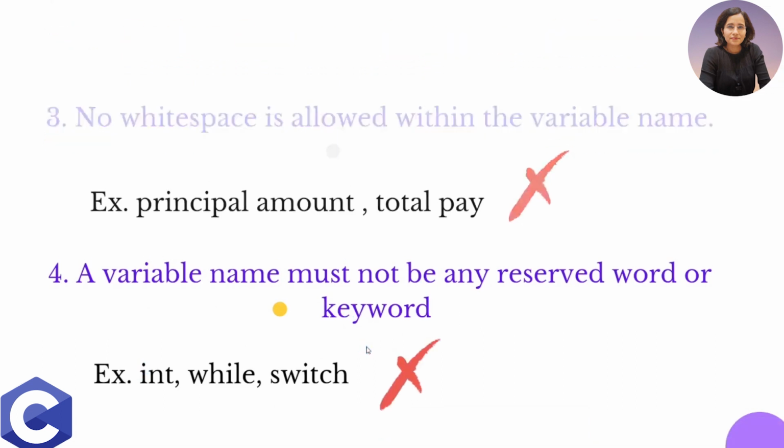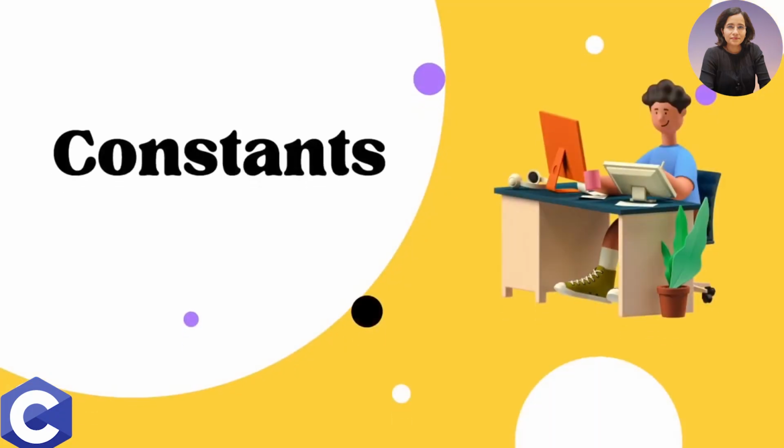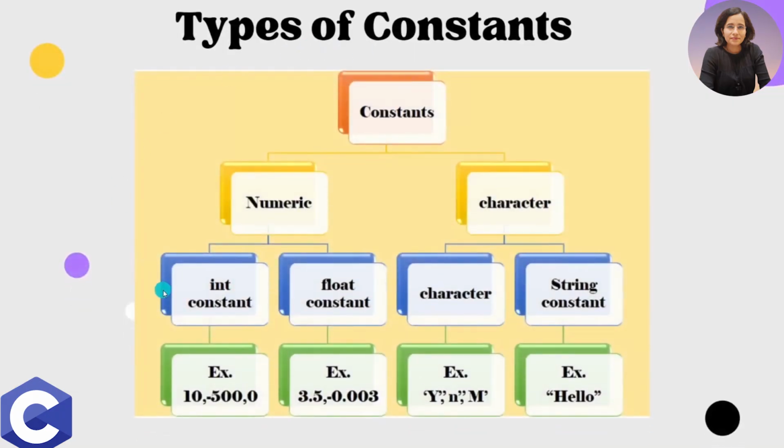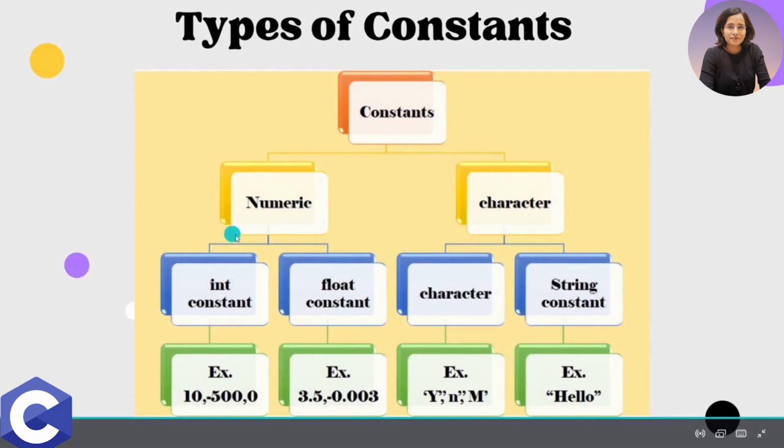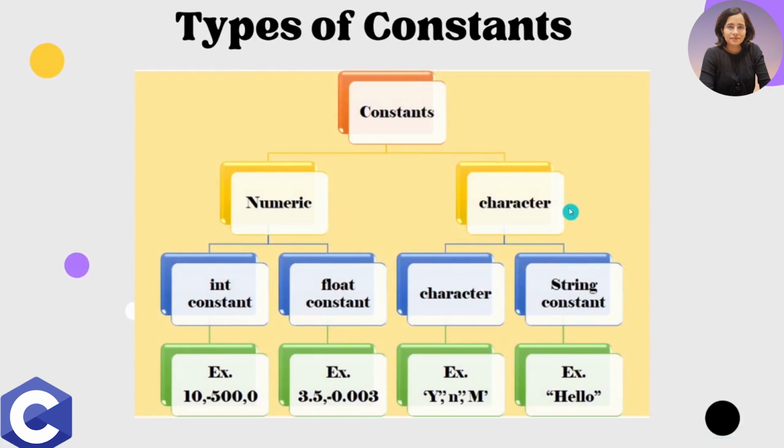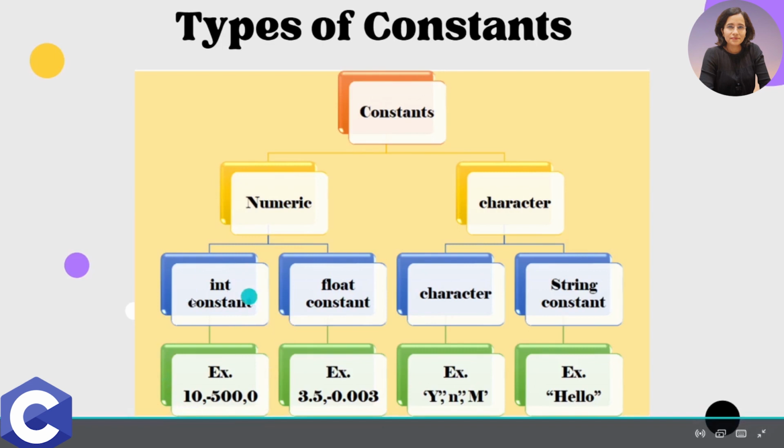Now let's discuss about the next concept, that is constants. So here we can see the types of constant. First category of constant is numeric, the second category is character. So let's see first the numeric category. In numeric category you can store integer and float. So integer we have discussed already what type of value integer can hold. It can hold positive as well as negative value, but not decimal. And what about float? Float can hold decimal values, positive and negative.